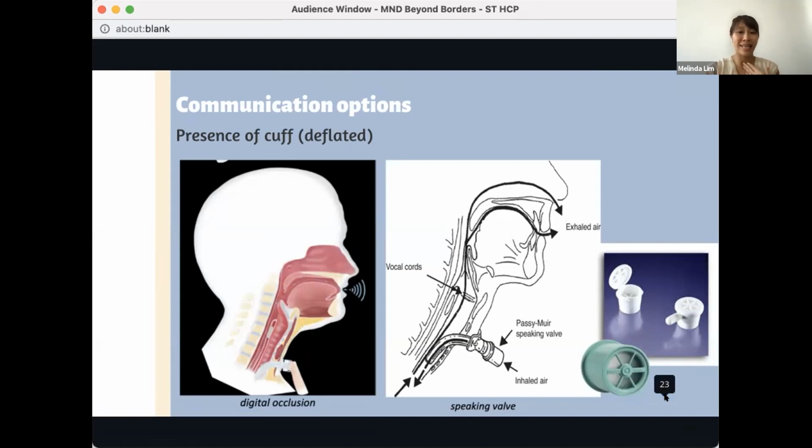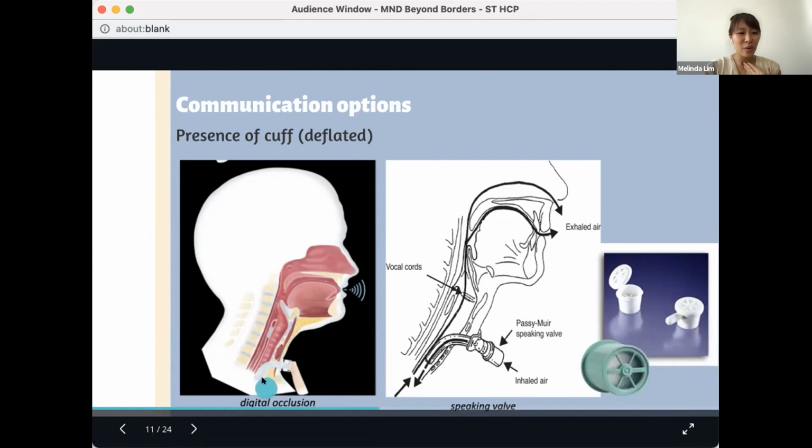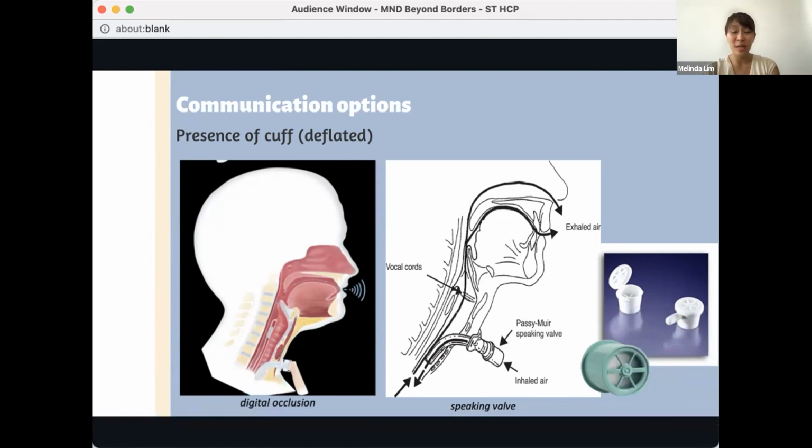And this will actually give you a slightly louder voice. It will make it less effortful when you are speaking. So one of the ways in which we do that is if, let's say, you don't have access to a speaking valve, which is actually a one-way valve, you can just use your finger or your thumb. If the person still has fairly good dexterity, you can teach your patient to just cover it up when they speak.